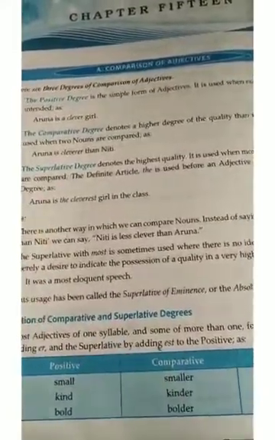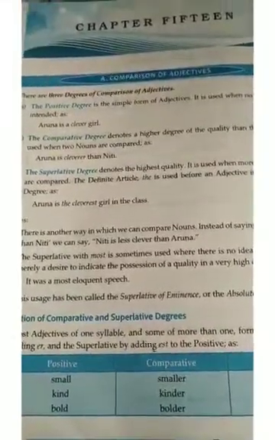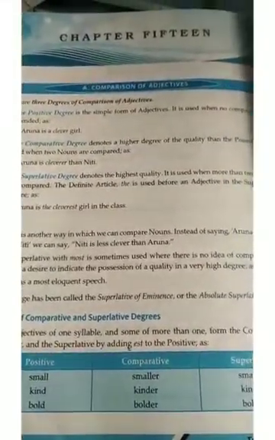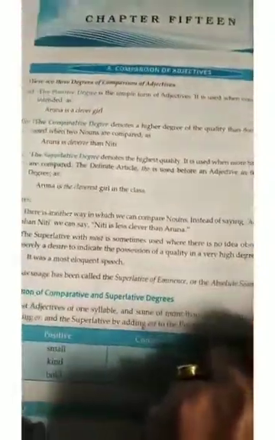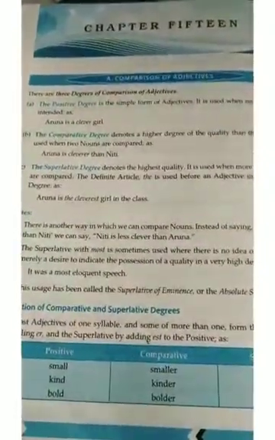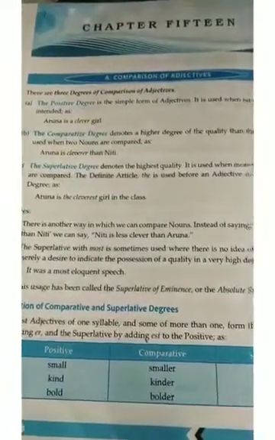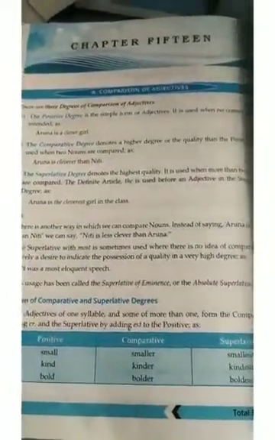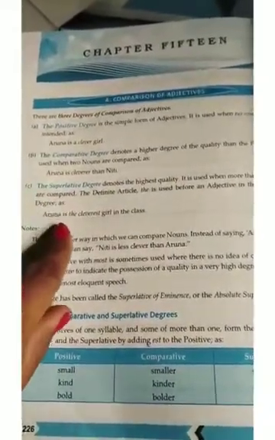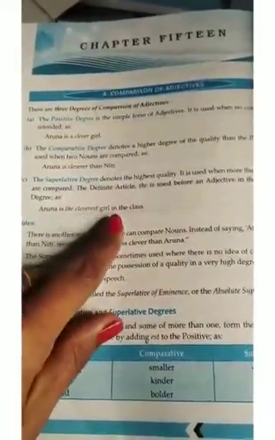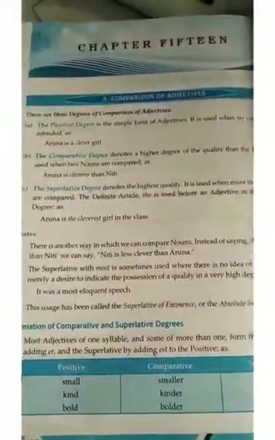In superlative degree, that denotes the highest quality. It is used when more than 2 nouns are compared. The definite article, the, is used before an adjective in the superlative degree. For an example, Aruna is the cleverest girl in the class.